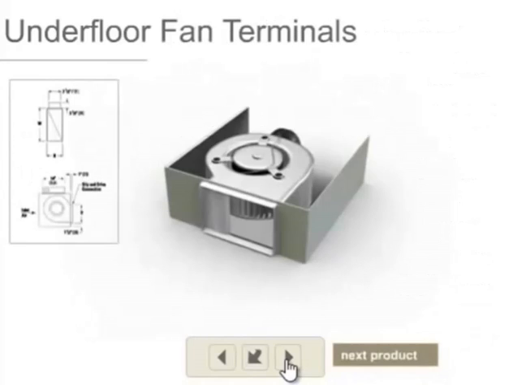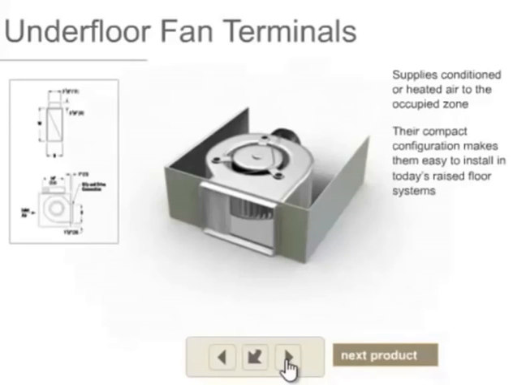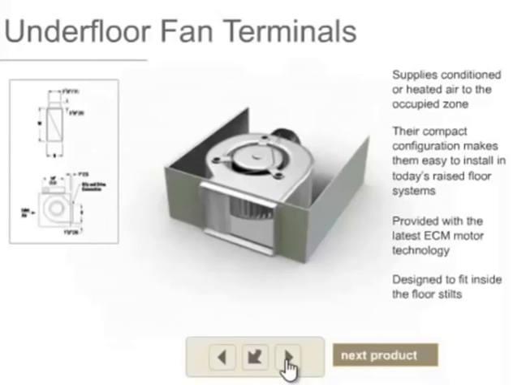Underfloor Fan Terminal. The Price Underfloor Fan Terminal series supplies conditioned or heated air to the occupied zone. Their compact configuration makes them easy to install in today's raised floor systems. Furthermore, they are provided with the latest ECM motor technology, which provide energy efficiency, longer lifespan, low operating temperatures, wider operating range, variable fan flow, and are programmable. Furthermore, all of Price's underfloor fan terminals are designed to fit inside the floor stilts.